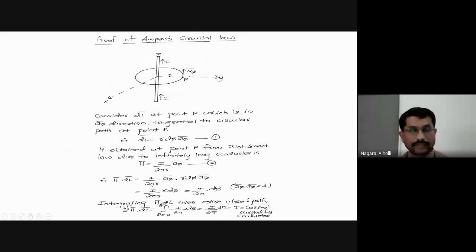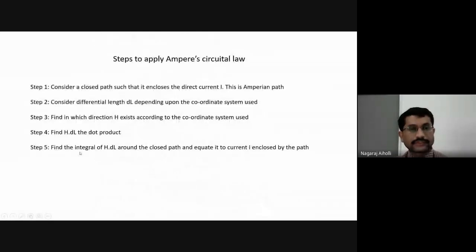Right? Then fifth step, take the integration of the dot product of h bar dot dl bar around the closed line integral, and equate it to the total current I. That is the fifth step. Find the integral of h bar dot dl bar around the closed path and equate it to current I enclosed by the path. These are the steps we have to follow to apply the Ampere circuital law. In examination, they may ask, write down the steps to apply the Ampere circuital law. You have to write down these steps and explain in few sentences about these steps. Okay.